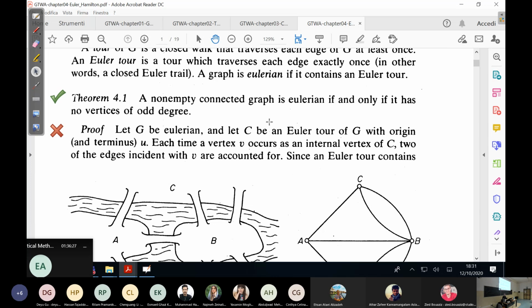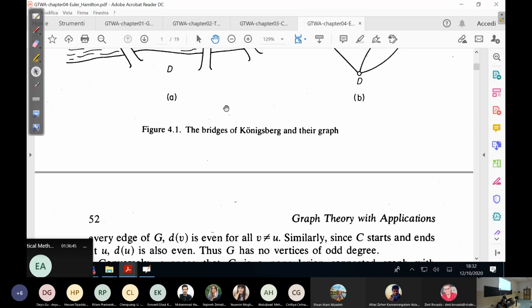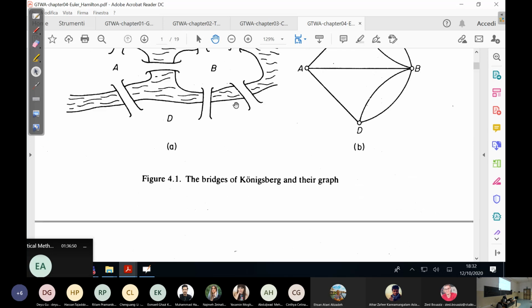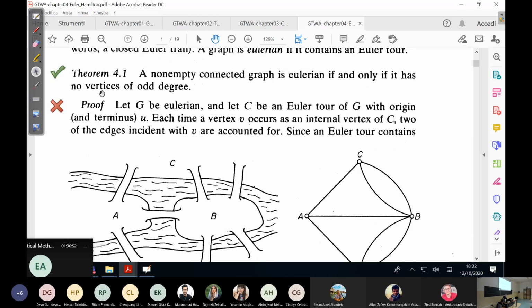We say it now in modern terms. He didn't say graph because the term graph did not exist. But a non-empty connected graph is Eulerian, so there is at least an Euler tour in it, if and only if it has no vertices of odd degree. Again, look at the length, it's not extremely long, but still it's not trivial, this proof.